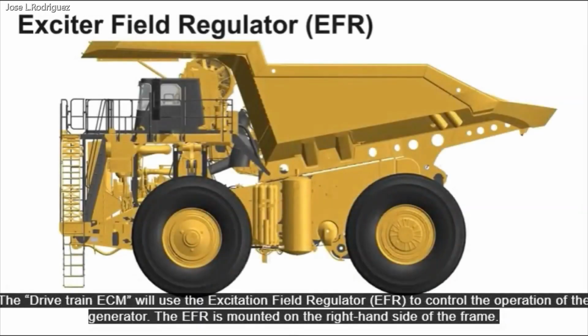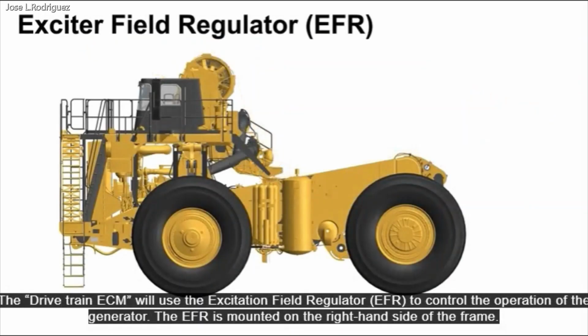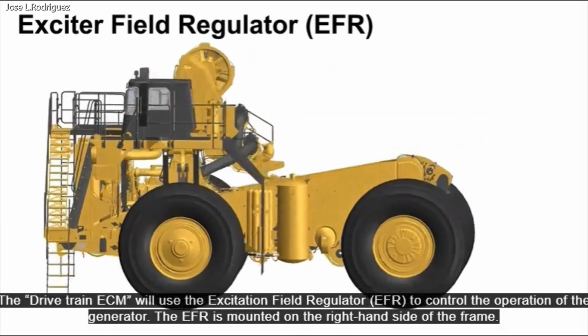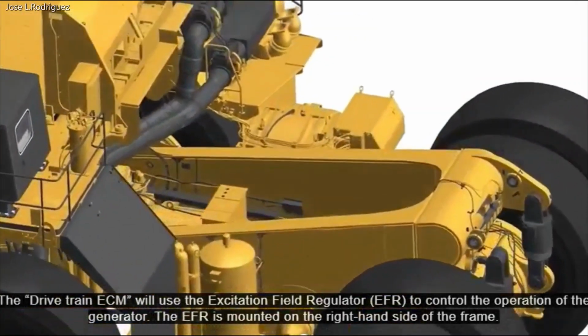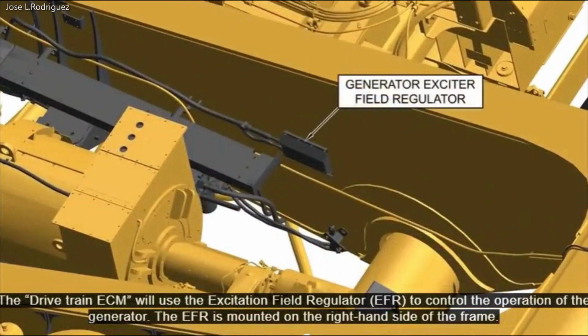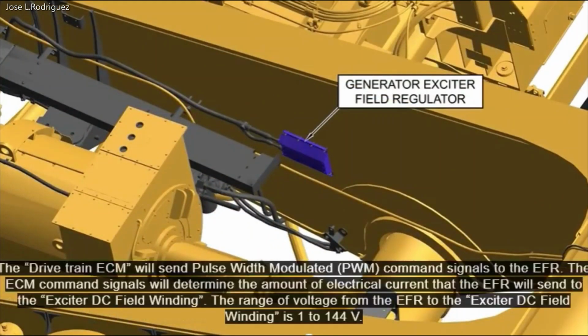The drivetrain ECM will use the excitation field regulator to control the operation of the generator. The EFR is mounted on the right-hand side of the frame. The drivetrain ECM will send pulse width modulated command signals to the EFR. The ECM command signals will determine the amount of electrical current that the EFR will send to the exciter DC field winding. The range of voltage from the EFR to the exciter DC field winding is 1 to 144 volt.